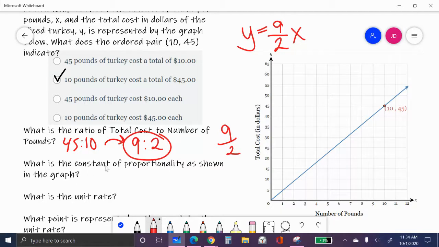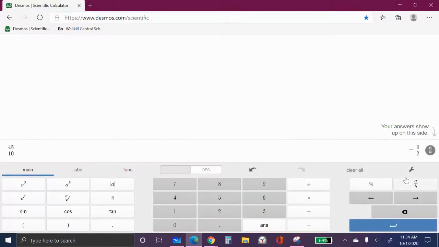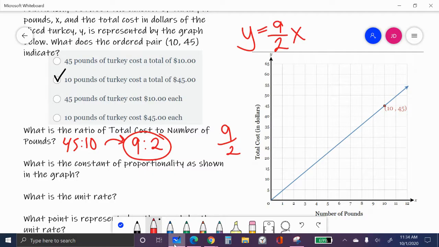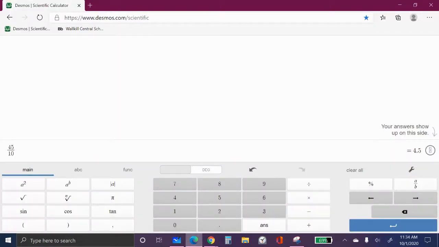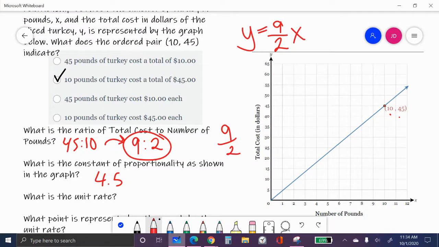What is the constant of proportionality? The constant of proportionality is when you divide these. So 9 divided by 2, which, again, you use the calculator, you can convert that to the decimal, is 4.5. Another way to figure that out is to take the y value and divide it by the x value, so 45 divided by 10. You would get 4.5. So that is the constant of proportionality.